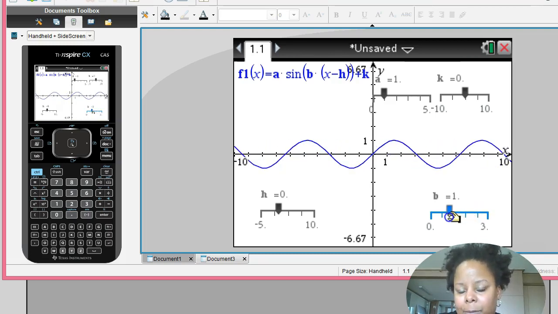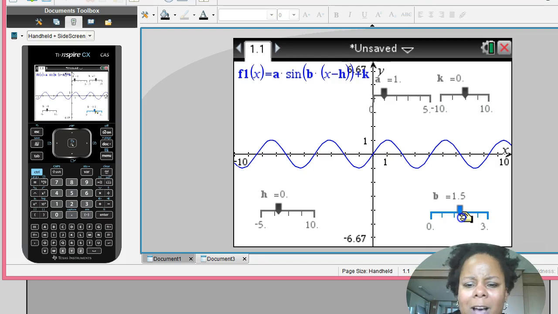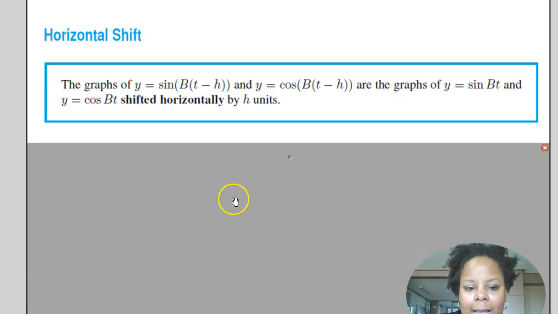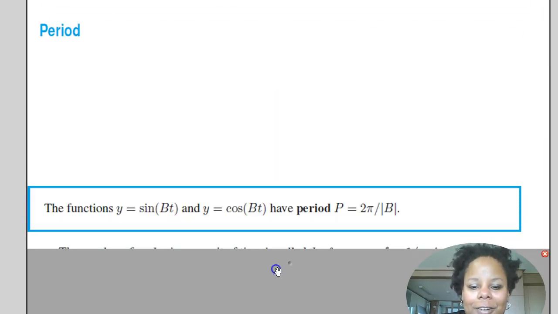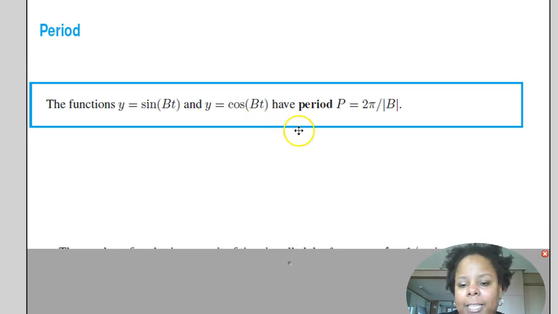And when I make B between 0 and 1, it seems like the period of the graph is getting bigger, which is going to be leading to a horizontal stretching. Okay, and it all depends on what B is. So B affects the period of the graph. And I know some of you are saying, well, how does it affect the period of the graph? We're going to look at that activity in the GEA, but for right now, we're going to look at how it affects it. So B affects it by changing the period.